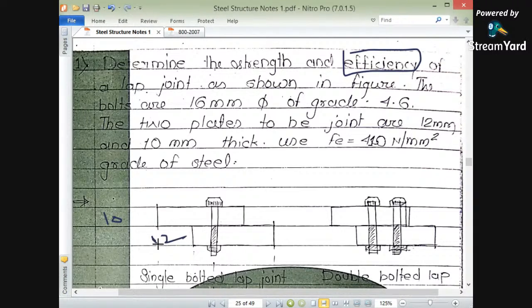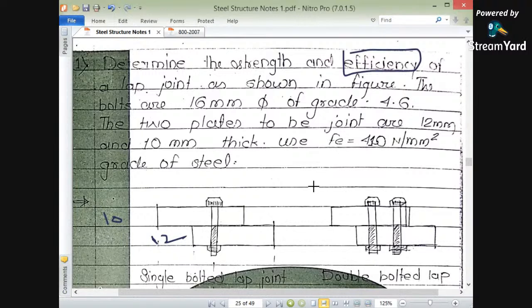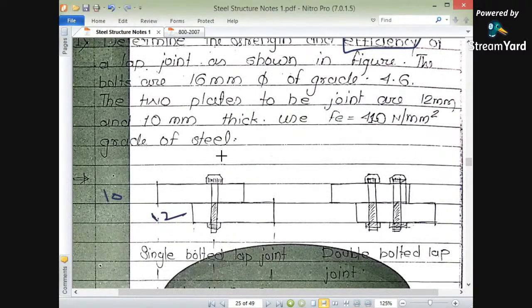So these two plates are jointed with the help of the bolts. These are the bolts: a single bolted lap joint and a double bolted lap joint. We have to find out the efficiency of the bolt to determine the strength and efficiency of the lap joint in these two cases, in which the bolts are 16 mm diameter.